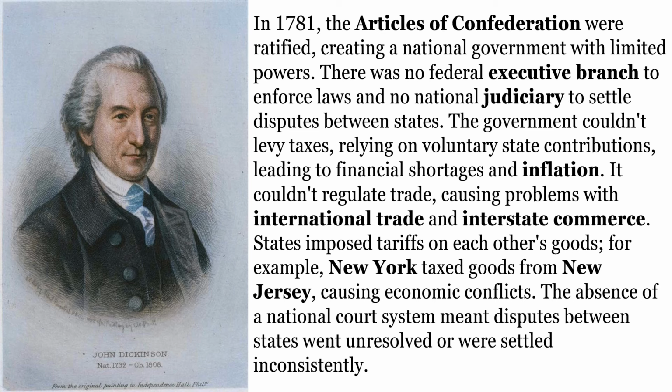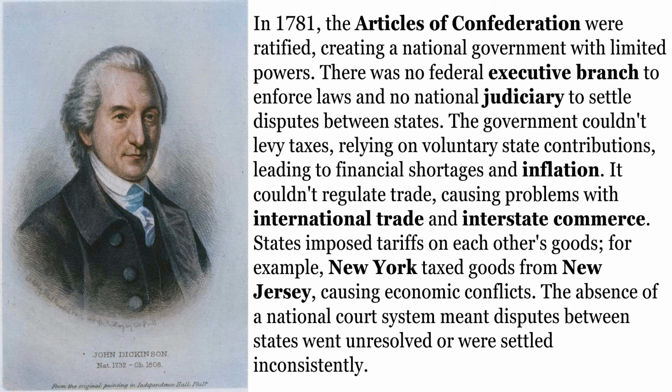In 1781, the Articles of Confederation were ratified, creating a national government with limited powers. There was no federal executive branch to enforce laws, and no national judiciary to settle disputes between states. The government couldn't levy taxes, relying on voluntary state contributions, leading to financial shortages and inflation. It couldn't regulate trade, causing problems with international trade and interstate commerce. States imposed tariffs on each other's goods. For example, New York taxed goods from New Jersey, causing economic conflicts.